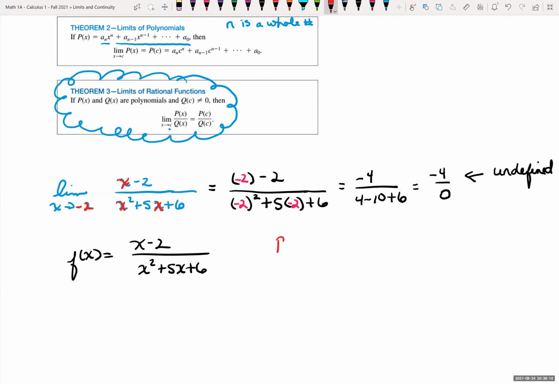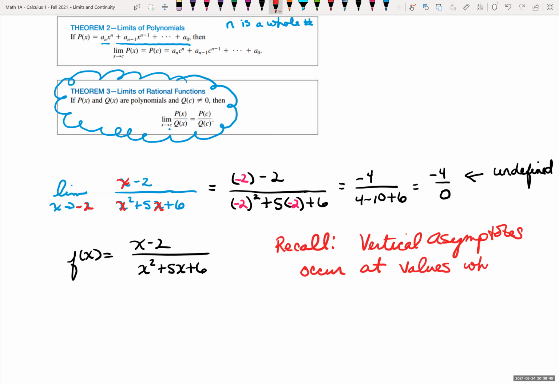So recall, vertical asymptotes occur at values which set the denominator equal to 0, but not also the numerator.